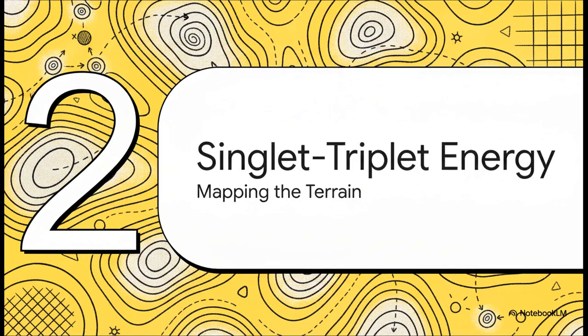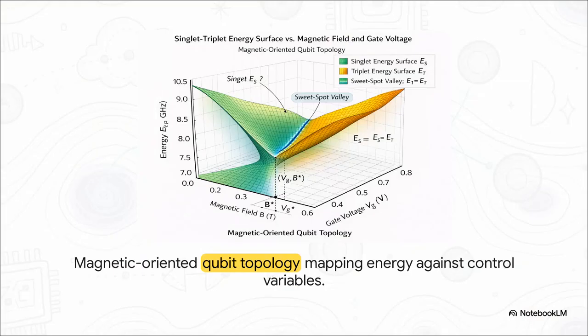Moving on to section 2, singlet-triplet energy landscapes. Let's map out what this hidden terrain actually looks like. Now, what's incredibly cool here is how these quantum states emerge as distinct 3D surfaces. When we put two electrons into a double quantum dot, they interact and form specific spin states, what we call the singlet and triplet states.